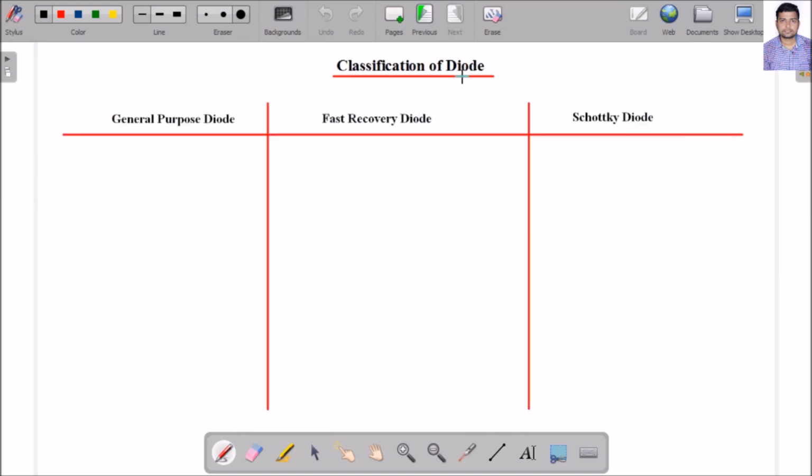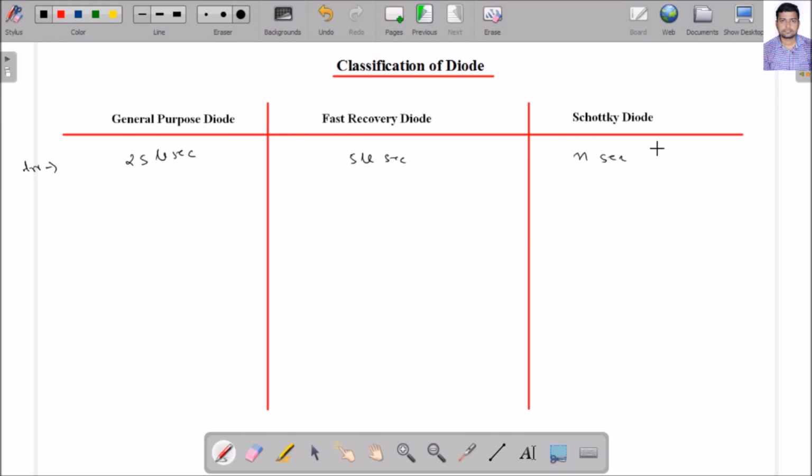So next we will discuss what is the classification of diode. So generally we are having general purpose diode, fast recovery diode and Schottky diode. So if I differentiate, first let us differentiate with respect to reverse recovery time. Here the reverse recovery time in the general purpose diode is generally high, that is around 25 microsecond. And the fast recovery time generally it is again low, that is 5 microsecond, and in the Schottky diode it is in the range of nanosecond. Clear?